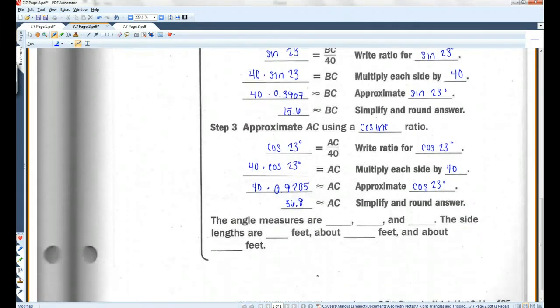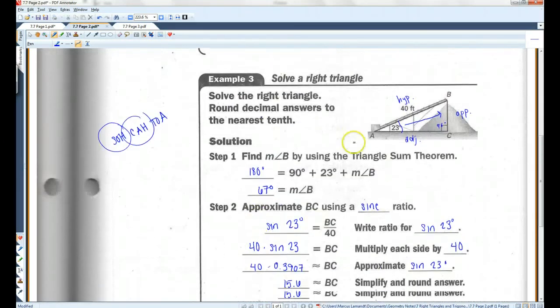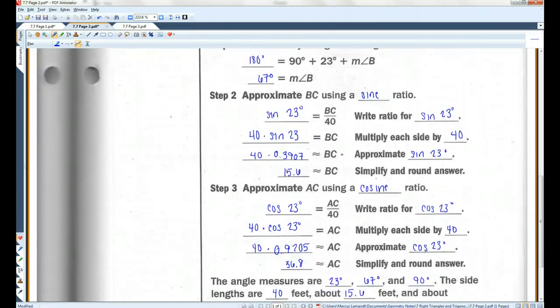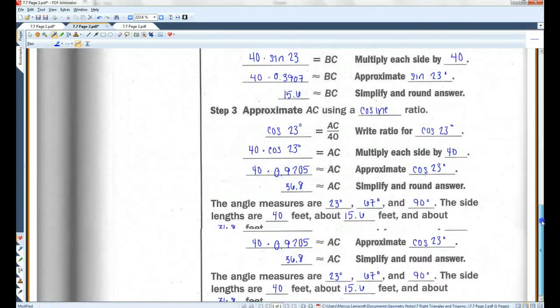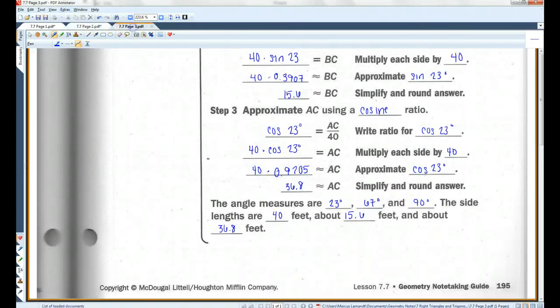Okay, so the angle measures are 23 degrees, 67 degrees, and 90 degrees. The side lengths are 40 feet, about 15.6 feet, and about 36.8 feet. We have solved for all three angles and all three sides, so we have solved the triangle. These problems where you are solving a right triangle, they are going to be longer problems. Multi-step, longer problems. Okay, so just a heads up. Right, let's go on to the last page.